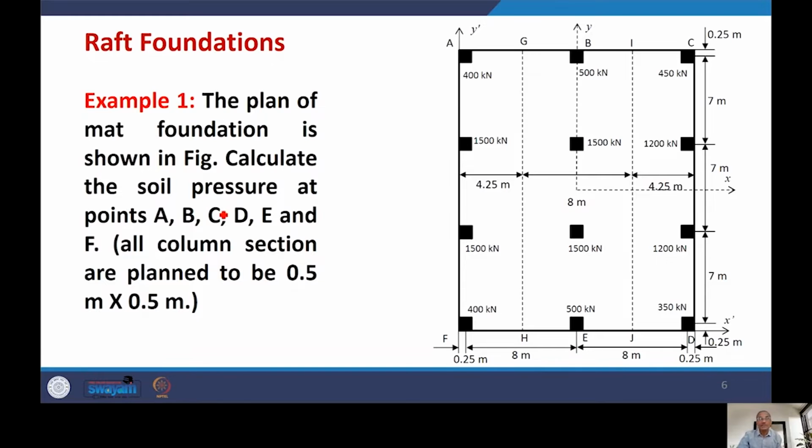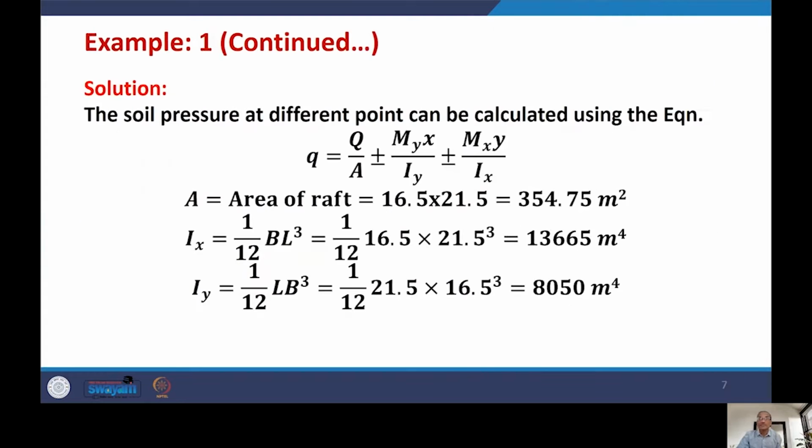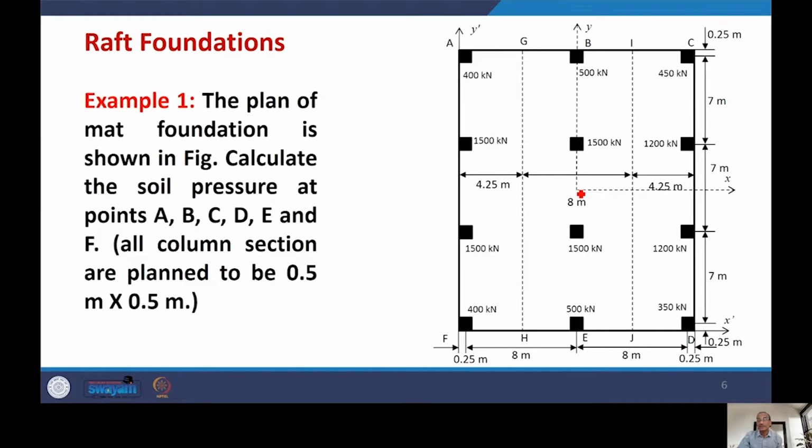Now what is the question? The plan is shown in this figure. Calculate the soil pressure at points A, B, C, D, E, and F. What are the loads, and what soil pressure is coming? For that, as we discussed, because this is a rectangular raft with all columns in the same plane, the soil pressure at different points can be calculated using this equation, which we have already discussed in the theory, where Q is the total load coming divided by the area of the raft. Then you have the moment multiplied by X and Y, which are the coordinates with respect to the centroid.